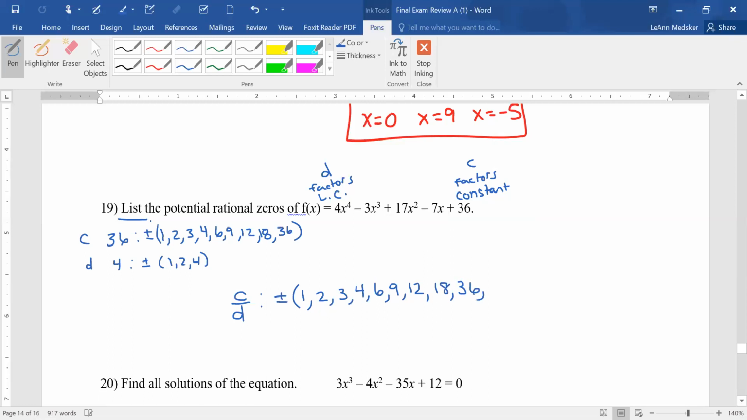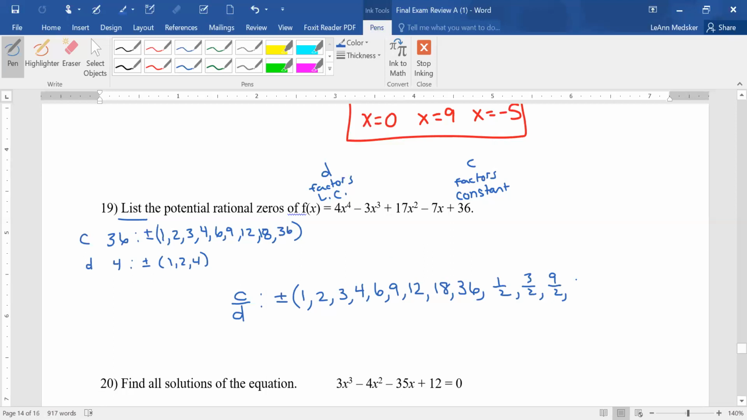Okay, then we get into putting them over 2. So 1/2 is unique. We haven't seen that one. 2 over 2 is 1. We've already got that guy. 3 over 2 is unique. 4 over 2 would be 2, so we've already got that. 6 over 2 is 3. We've already got that. 9 over 2 is unique. 12 over 2 is 6, which we already have. 18 over 2 is 9, and 36 over 2 is 18. So the only new ones we got from putting them over 2 were 1/2, 3/2, and 9/2.